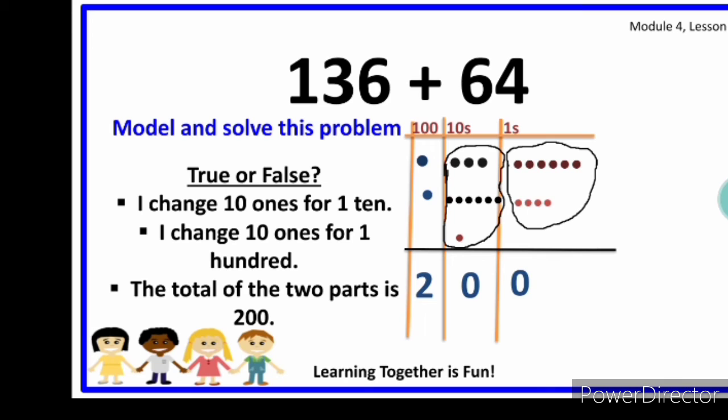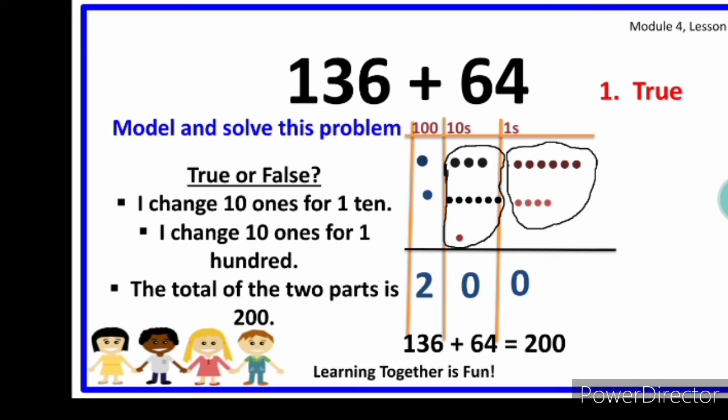So the answer to number 1 is what? True. I can change 10 ones for 110. The answer is what? True. Because we bundled 10 ones and made it 110.